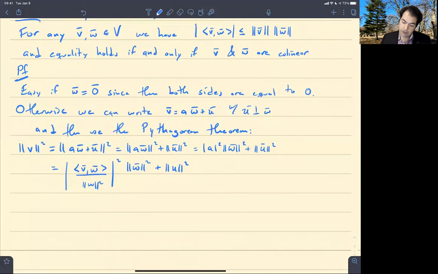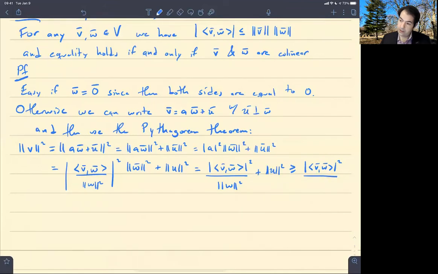Okay, but now if we look here, we have a norm of W squared, and then it gets squared. So altogether on the bottom, I'm going to have norm of W to the fourth. And then here I have norm of W squared. So altogether, that gives me, on top, this inner product squared, on the bottom, the norm of W squared, and then plus norm of U squared. And the norm of U squared is greater than or equal to 0. So I can bound this below by just keeping this divided by norm of W squared.